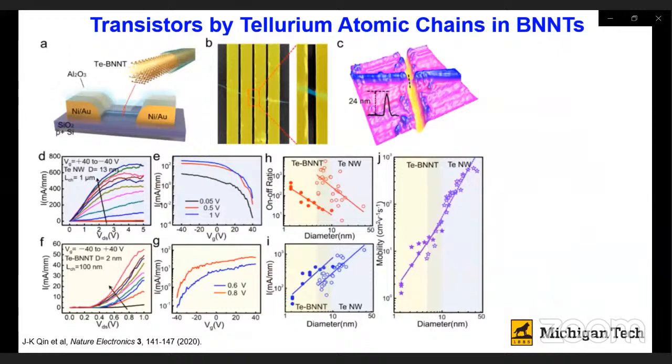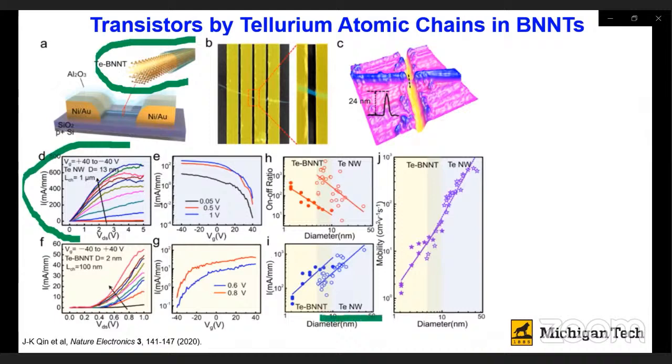We have compared the transport properties of tellurium nanowires with tellurium atomic chains filled inside boron nitride nanotubes. As shown here, tellurium nanowires are always p-type in transport nature, as also indicated in this graph, and their diameters are usually larger than 10 nanometers. For atomic chains filled inside boron nitride nanotubes, their diameters are smaller than 10 nanometers, and we show that they become n-type in transport nature.